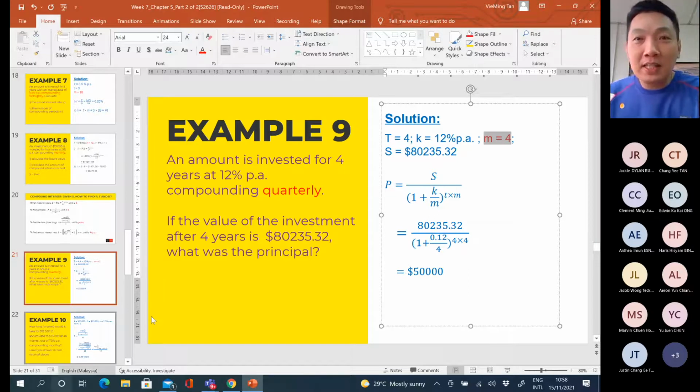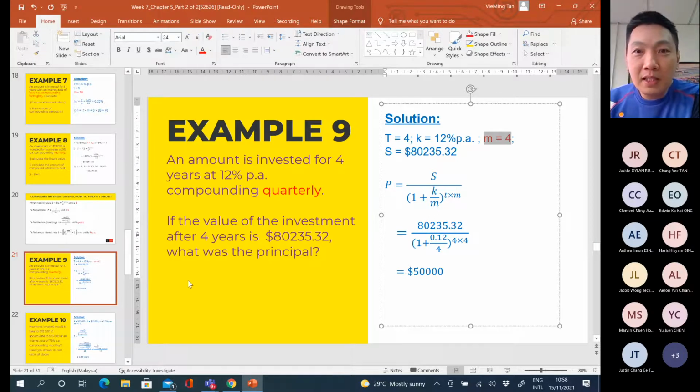Okay, next sentence. If the value of the investment after 4 years is 80,235.32, so this is the value after 4 years. So that means this is the maturity value. This is the S. So try to write down any information that we have. Okay, we put here first. So the question now is asking what was the principal? Calculate the P.